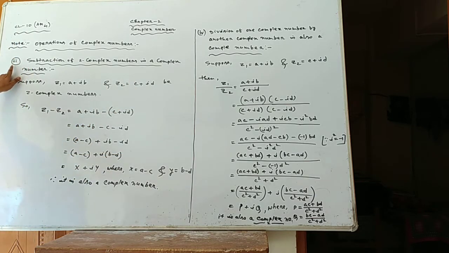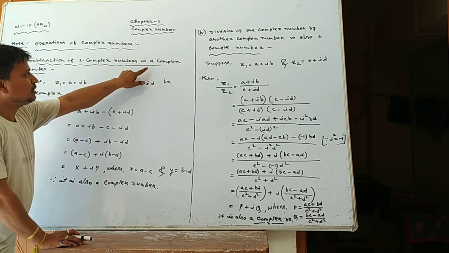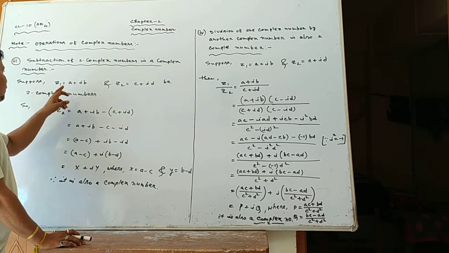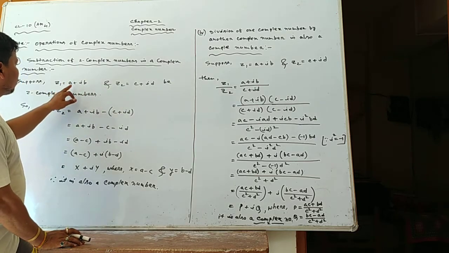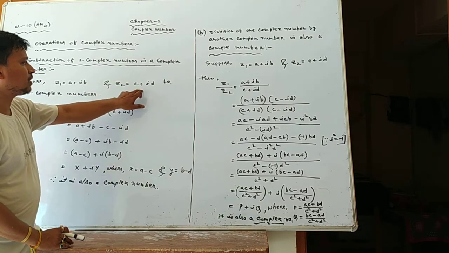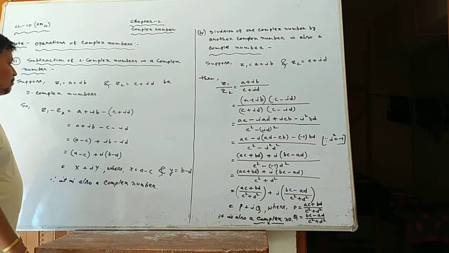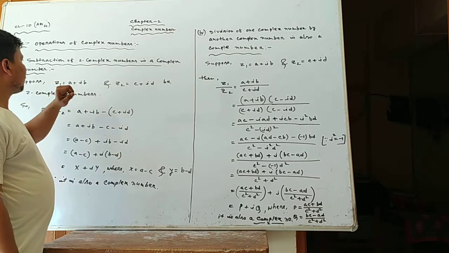So operation number 3: the subtraction of 2 complex numbers is a complex number. That means suppose we declare 2 complex numbers Z1 and Z2. Z1 is one complex number, we have declared A plus IB. Another one is Z2, C plus ID. Two complex numbers we have declared.